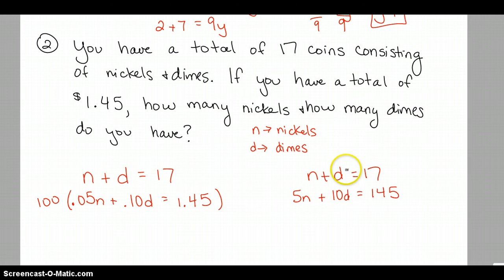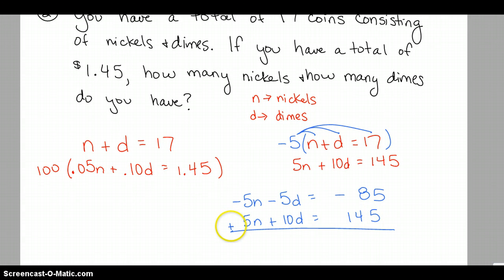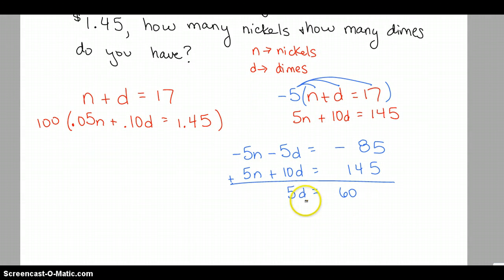From here, I need to eliminate either the n's or the d's. I'm going to eliminate the n's. Since this is a positive 5, I'm going to make this top one negative 5, so that when I add them together, the n's cancel. So then I'm going to get negative 5n minus 5d, I'm distributing to everything, equals negative 85. On the bottom, I have 5n plus 10d equals 145. And now I'm going to add these together. I'm going to get 5d equals 60. From here, I divide by 5, d is going to equal 12.